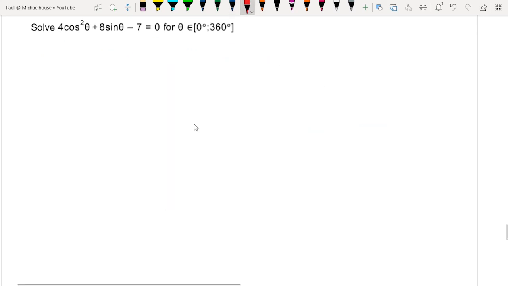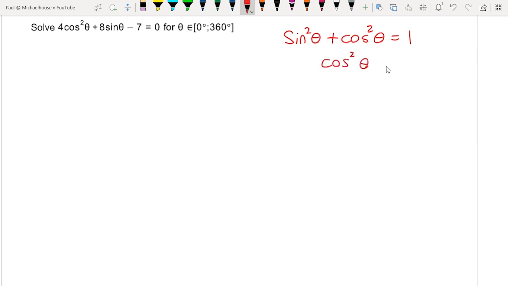Right, now for our very last question, and this one looks like a trinomial, but it's a little bit in disguise. Remember that sine squared theta plus cos squared theta is 1. That's an identity that you need to learn. And that means that cos squared theta is the same as 1 minus sine squared theta. So I'm going to substitute that for the cos squared theta in this equation. And that will leave me a trinomial in sine.